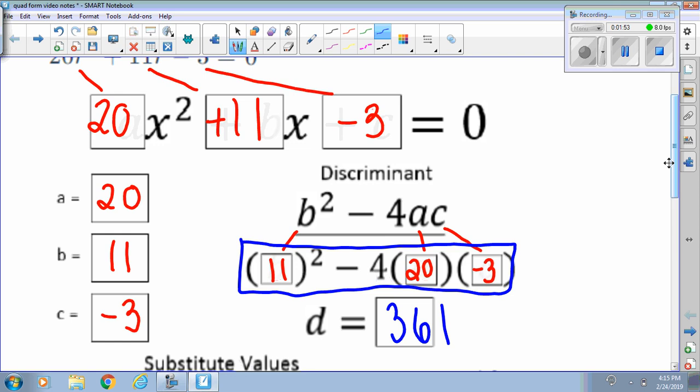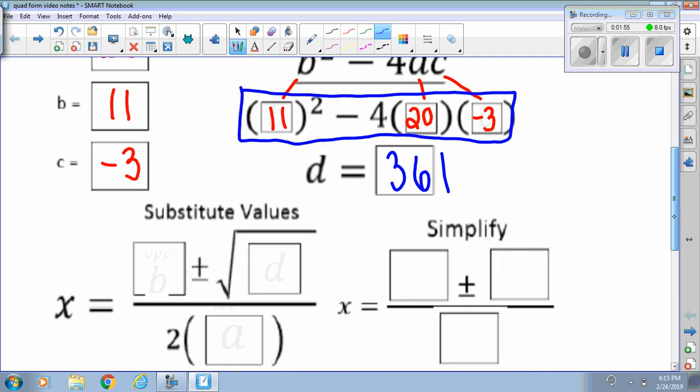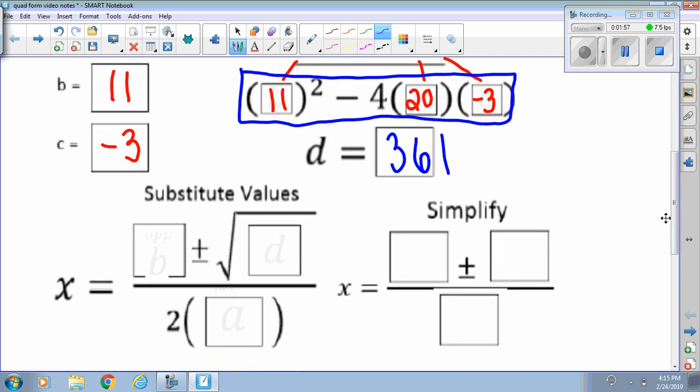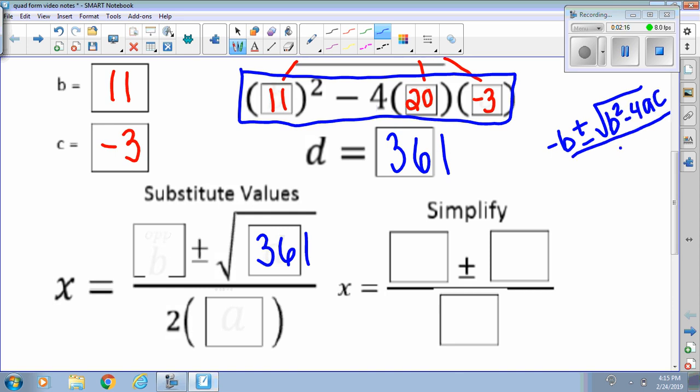So that's great. Now we're going to move on to the new part. The discriminant always goes under the radical. Now we have this formula, and it's on the big poster in the front of the room. Negative b plus or minus the square root of b squared minus 4ac all over 2a. Now we've already found this part. So now we're just going to simplify.